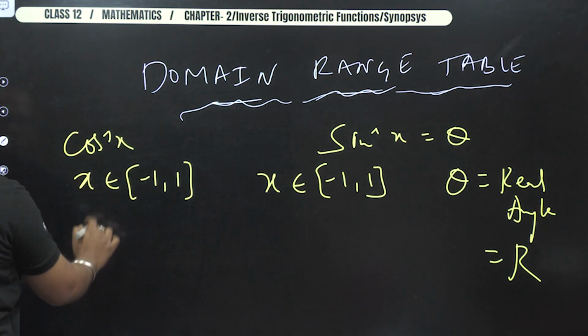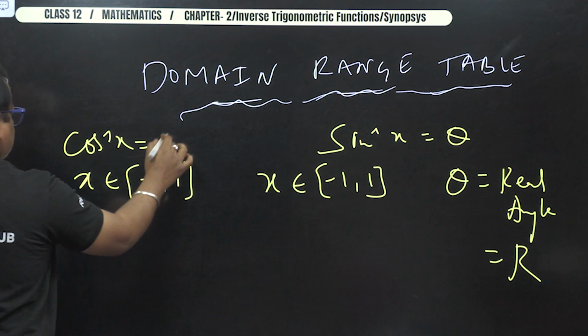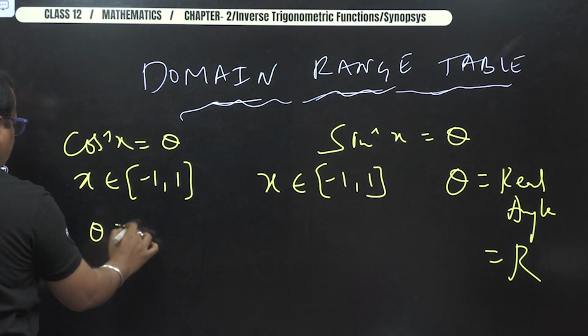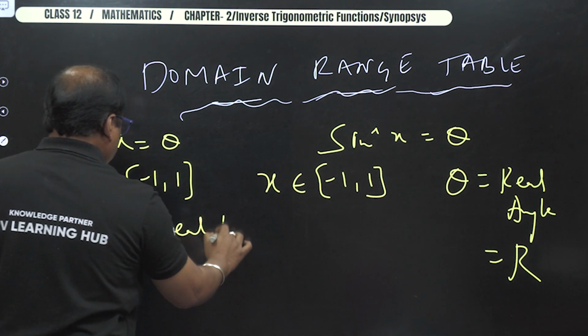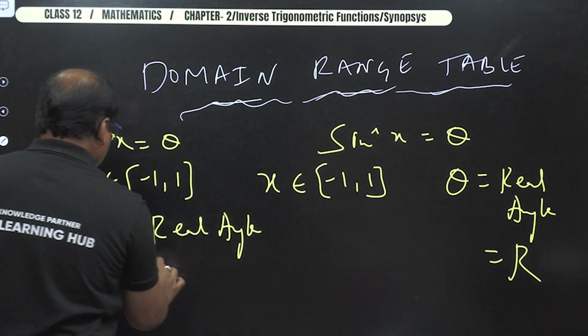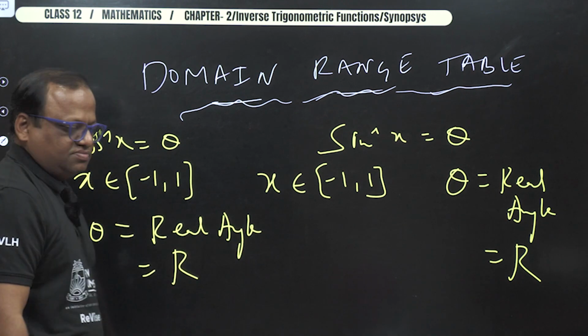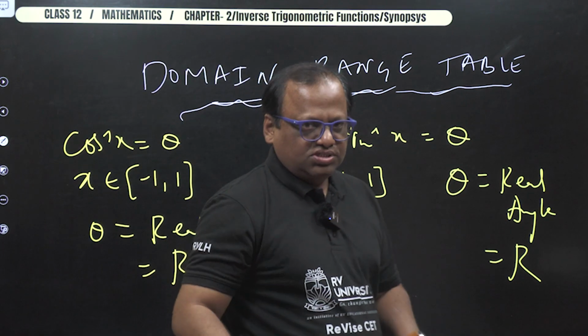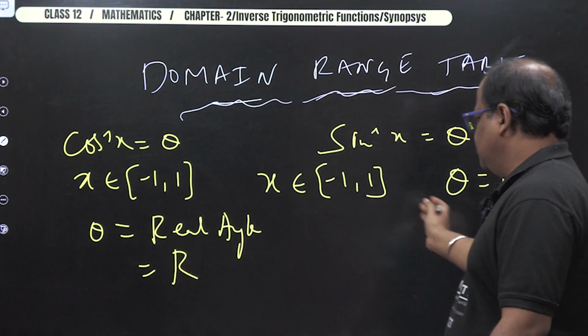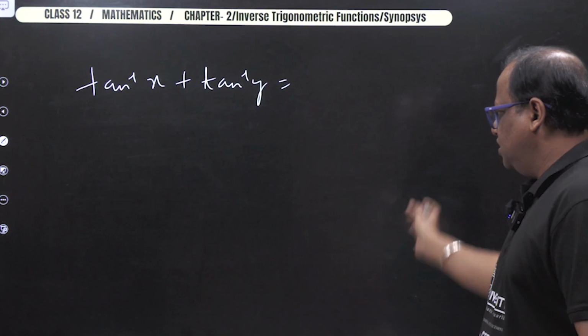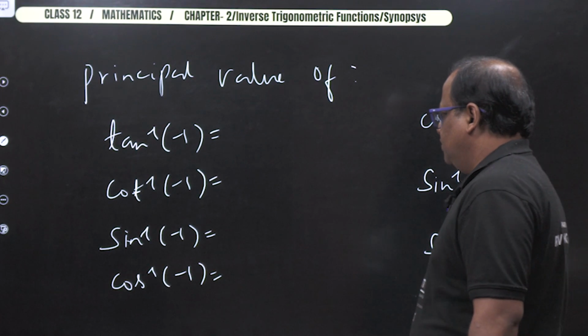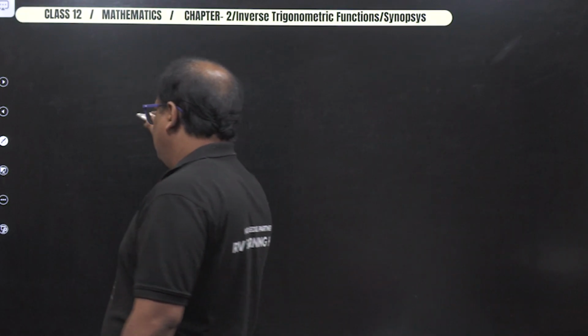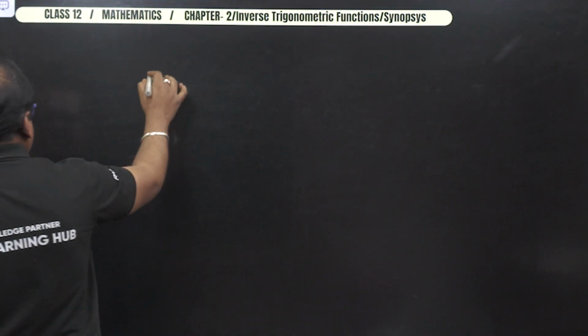And y belongs to, and theta belongs to any real angle. All real numbers. Fine. So these two are clear: sin inverse of x and cos inverse of x. I'll come to the table later. Next, a few more things. What about tan inverse of x?